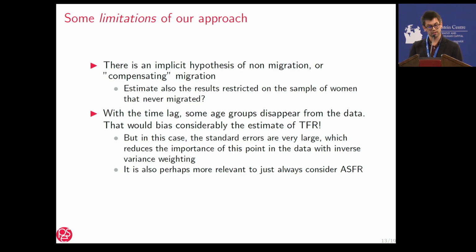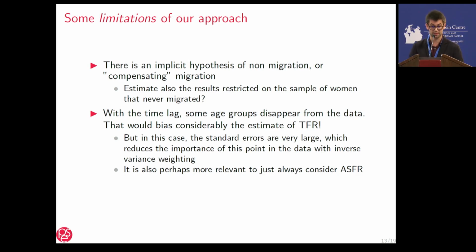Then there is another issue. With the time lag, some age groups disappear from the data because DHS data focus on women between age 15 and 49, and that biases the estimates of the TFR. However, if the estimate of the TFR is biased with this problem, then the uncertainty is bigger. So with inverse variance weighting, we should perhaps not have this problem. However, the best way would perhaps be to just focus on the age-specific fertility rate, which also brings more granularity to our analysis.